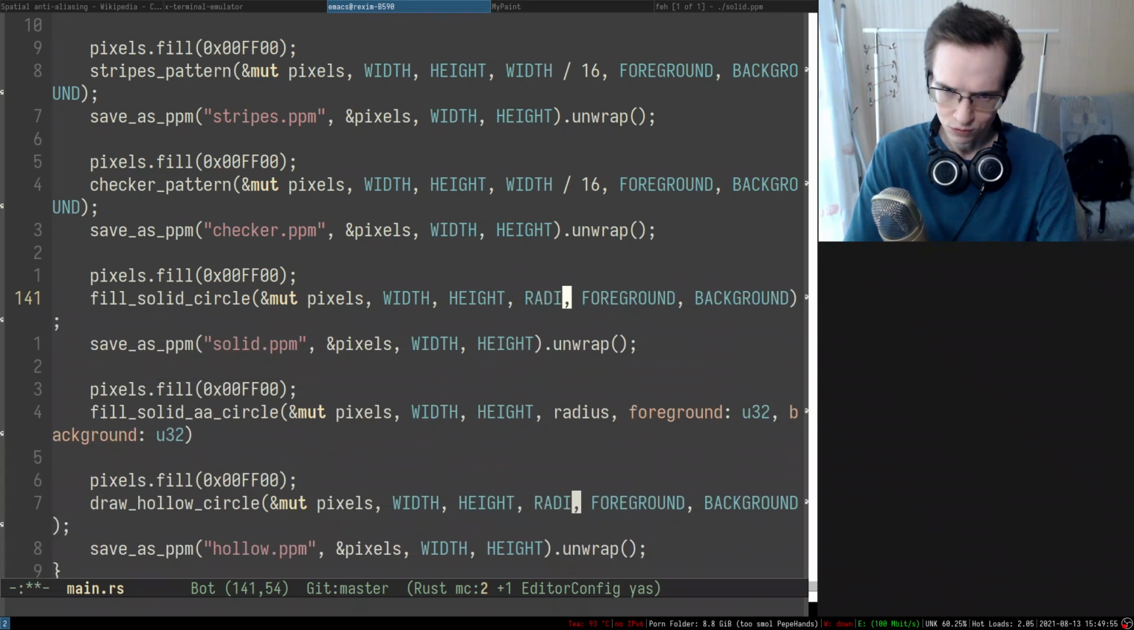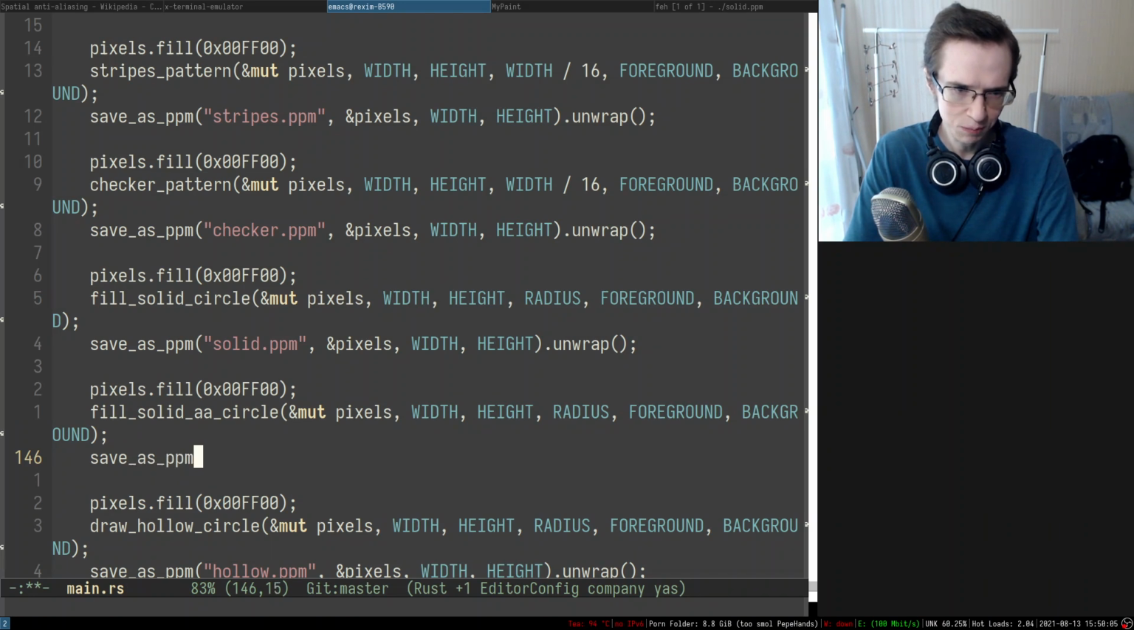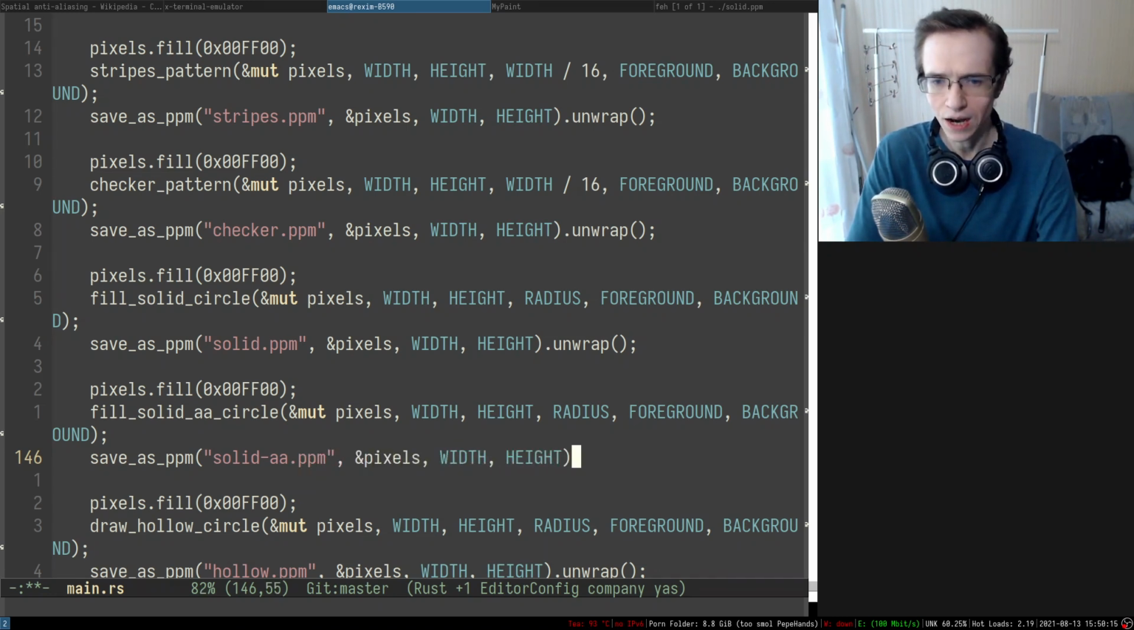Okay, so this is going to be a radius. Here's another radius, there we go. Then we do foreground, and then background, and after we generated this entire thing, we want to save it as ppm. Solid AA ppm, providing the pixels, width, height, and in case it throws an error, we're going to crash.